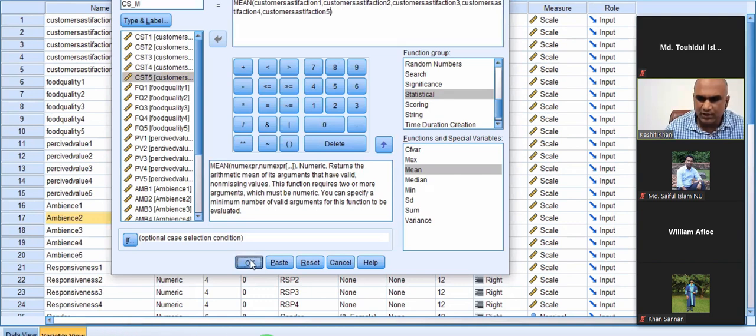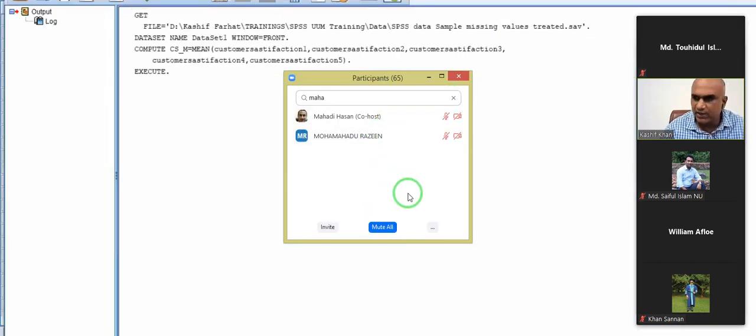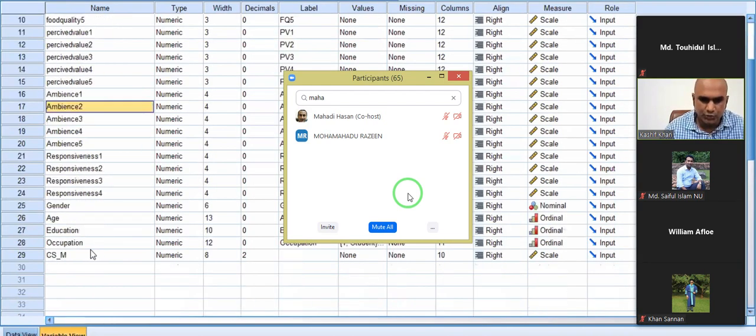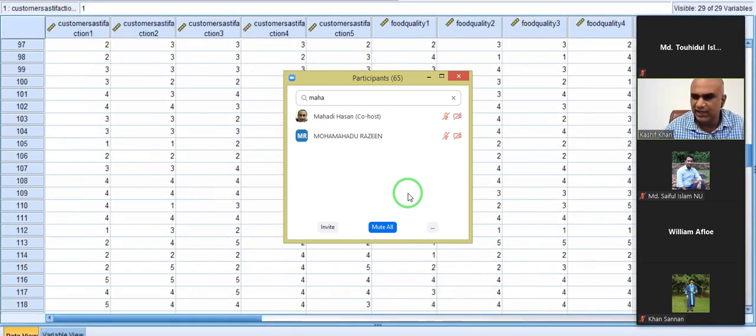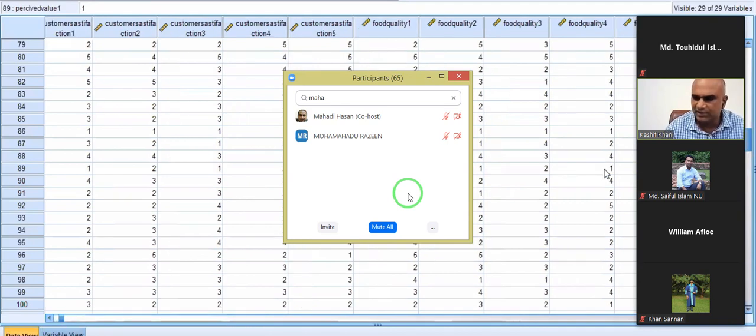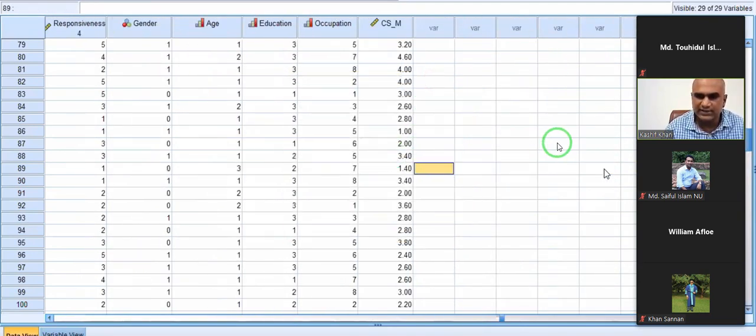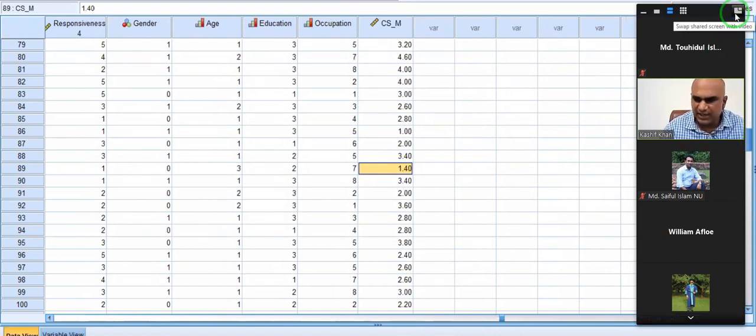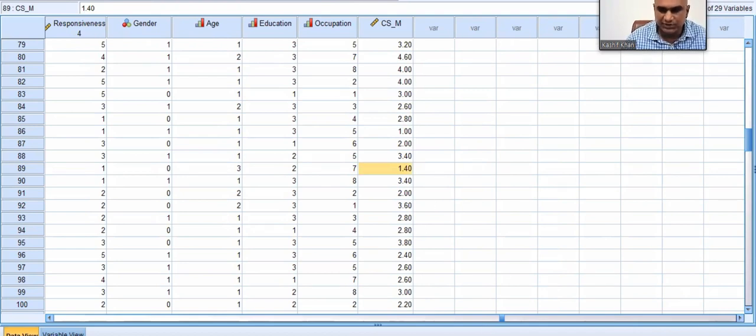I'll click OK. As soon as I clicked OK, it executed, and look here, it created a new variable, CS1, and this is actually the mean value. Look, I have a new variable here in my data, CSM. So in some cases, we'll be using mean value, and in some types of analysis, we'll be using the data as it is, as we collected it. And I'll let you know where I'll do that.